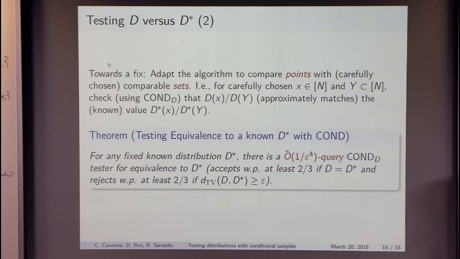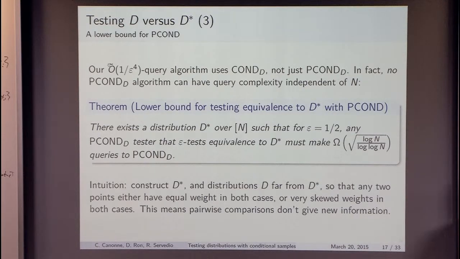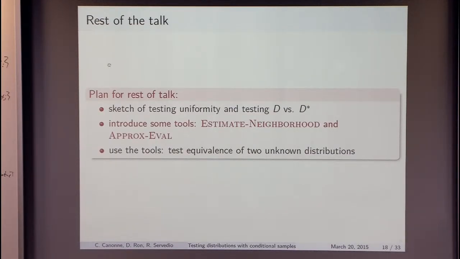And I should mention, it's not a coincidence that we weren't able to come up with a pair-cond algorithm, something as simple as the uniformity algorithm, for this testing D versus D star problem. There's a not very difficult construction showing that you actually need a dependence on n, something like square root log n many queries, if you're only allowing yourself these pair-cond queries. So if you can only compare points, you need a dependence on n. If you get to compare a point versus a subset, then you can do it with query complexity independent of n.